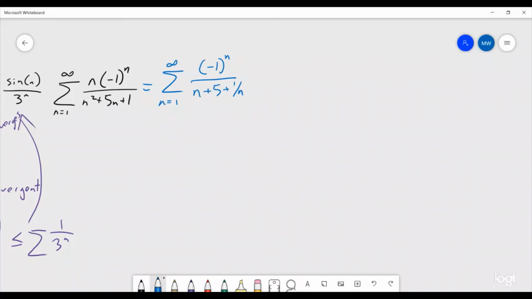increase the denominator. And so if we decrease the denominator, that increases the fraction. So if we want to find something that's bigger, we want to decrease the denominator. So if we decrease the denominator, we can say, well, this is smaller than negative 1 to the n over n plus 5, which is smaller than negative 1 to the n over n. Whoops, forgot the sums in front. So those sums in front give us this, and this is going to be conditionally convergent.